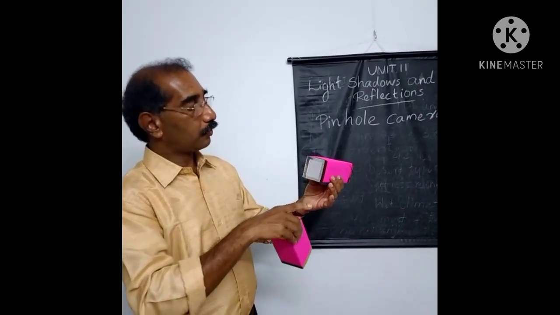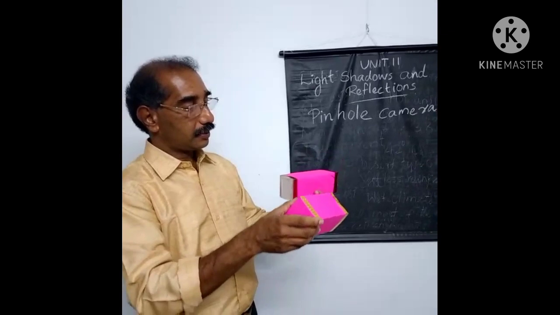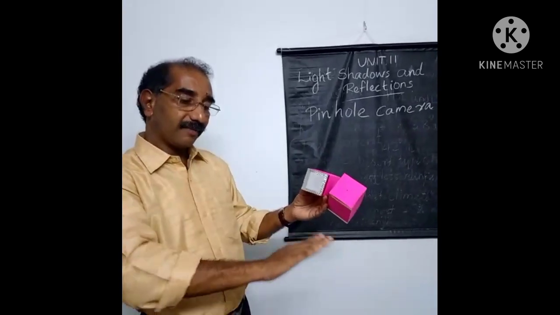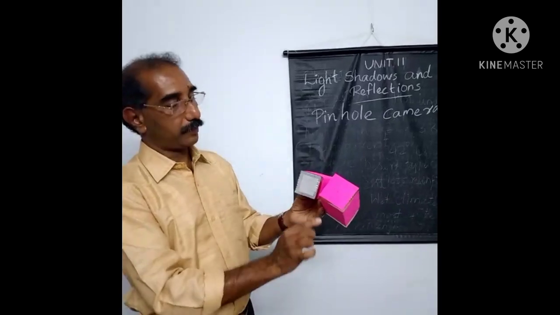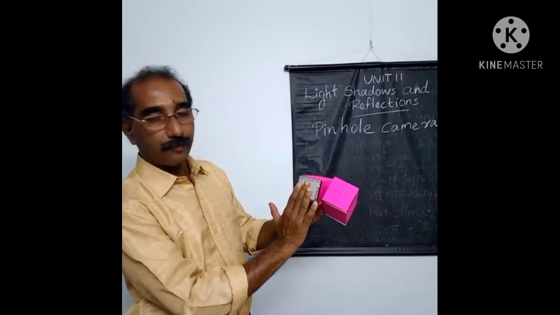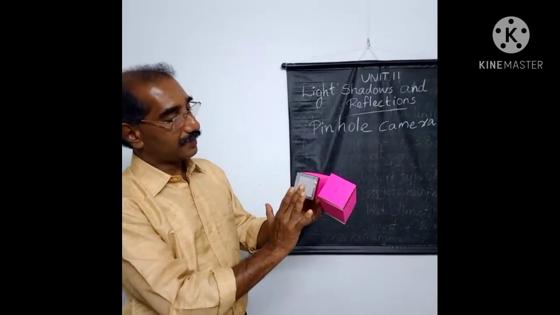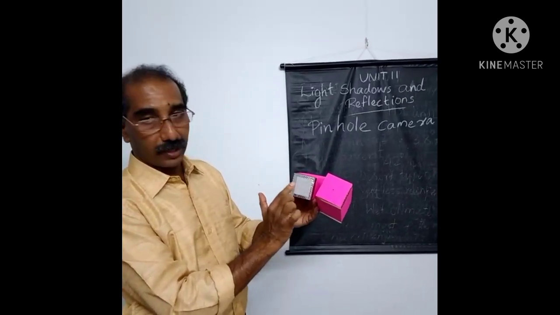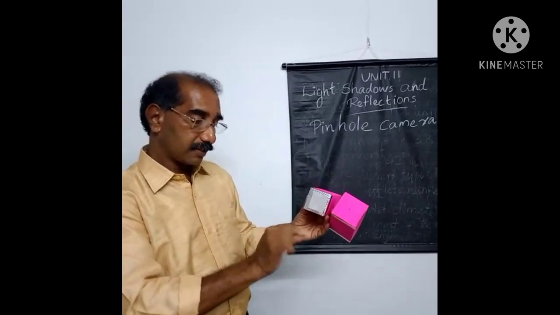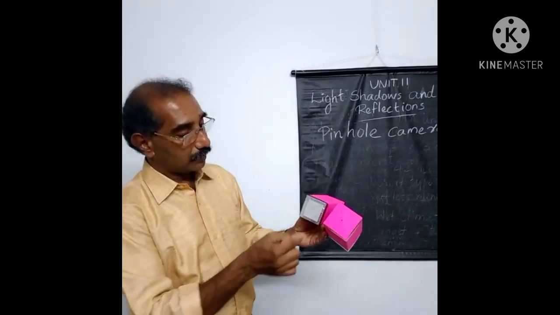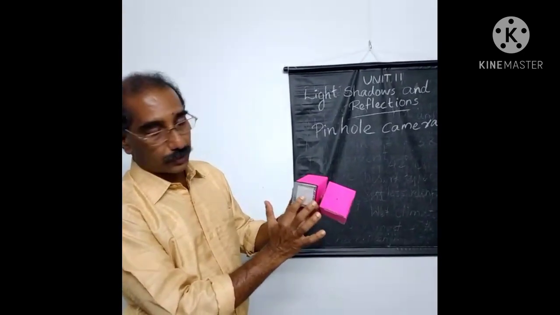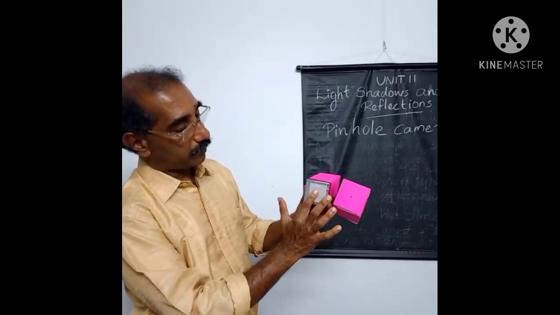Or if you are not getting butter paper, you can just take ordinary paper and apply some oil to it, and it will be translucent like butter paper. That oiled paper also can be used here. If you don't have butter paper, you can apply some oil on a paper with cotton, and that paper can be used instead of the translucent butter paper.